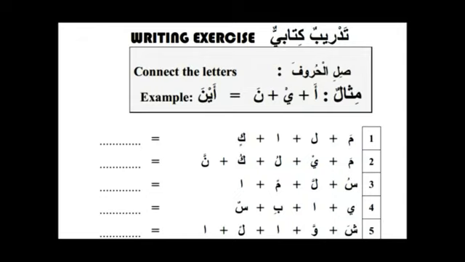Next we have a reading and writing exercise. We've done this type of exercise in assignments before, as given in the example here. We are to connect the letters properly and read them. So as here in the example, the hamza followed by the ya, followed by the noon, the fatha with the sukoon on the ya. So you connect them following the proper connecting form rules for each letter and read them.